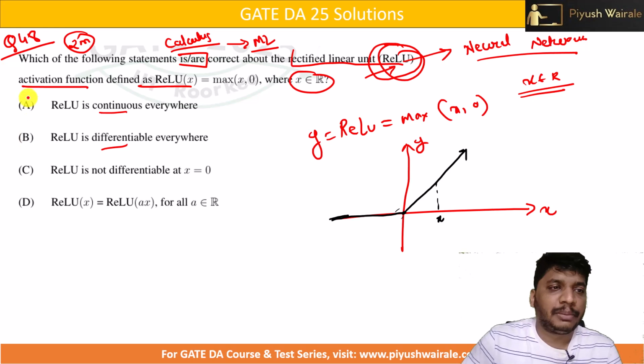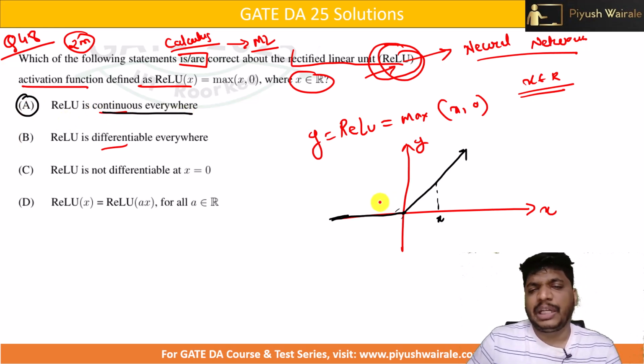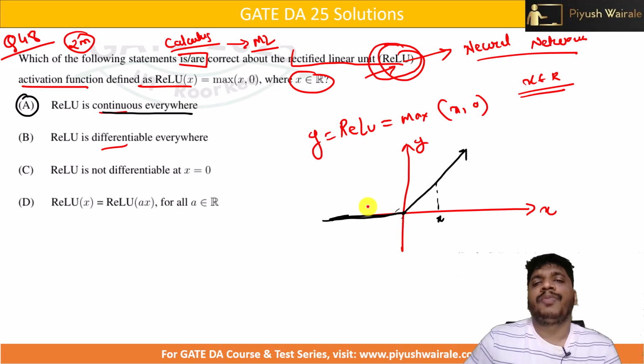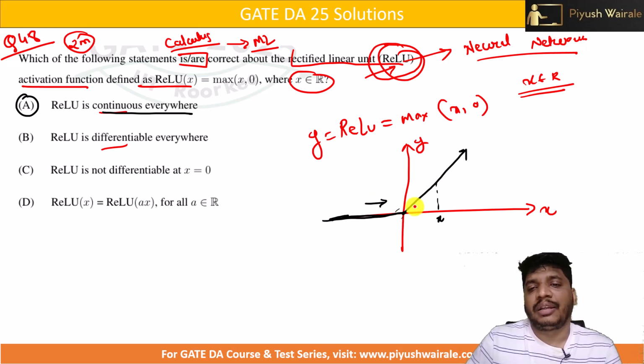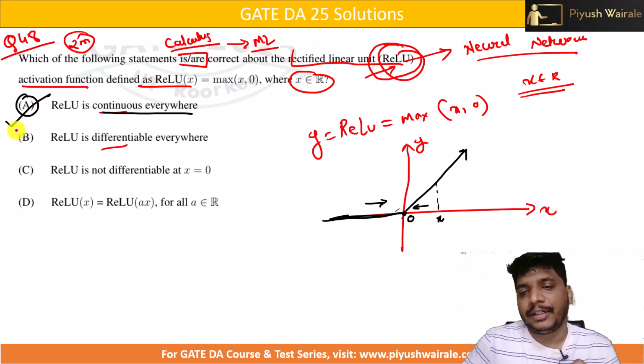Now what about option A? Is continuous everywhere. By looking at this graph, we can say yes, this is continuous everywhere. Even at x equals 0, if I calculate the left hand limit and right hand limit, it will give us 0 only. So both limits exist and are equal. So our function is continuous everywhere. So option A is correct here.